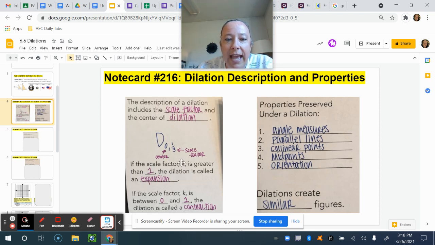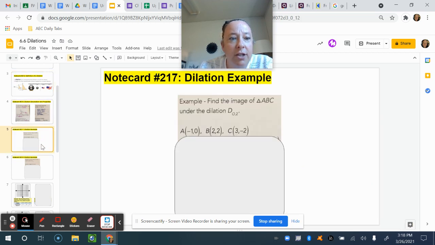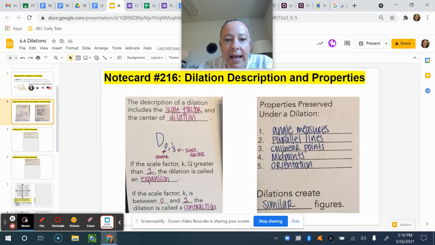If the scale factor K is greater than 1, the dilation is called an expansion, a stretch, an enlargement. If the scale factor K is between 0 and 1, the dilation is called a contraction or a shrink or, oh gosh, the word just left me, a reduction. Okay, so all of that needs to be written down.